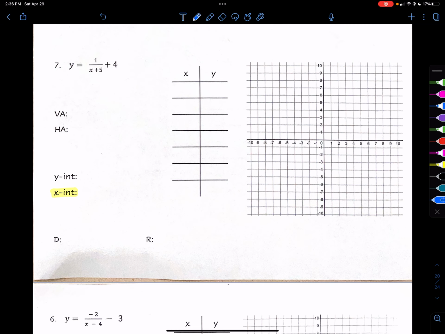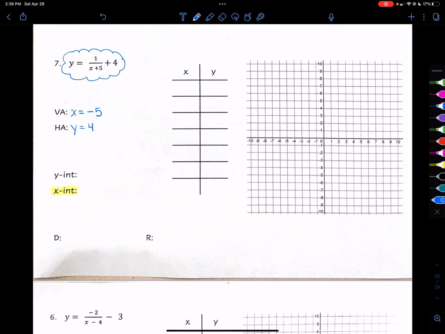Given our equation, y equals 1 over x plus 5, plus 4, what I know right away just by looking at it is the vertical asymptote, and that is x equals -5. I know the horizontal asymptote, which is y equals 4. Make sure that you include that x and that y there, otherwise it's just a number without meaning. When we're talking about the asymptote, that's the entire line x equals -5.